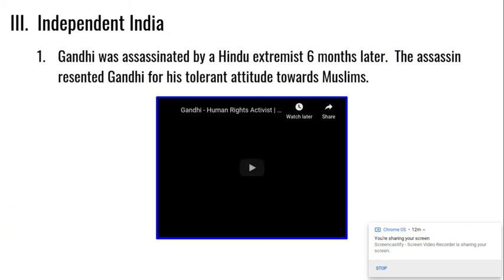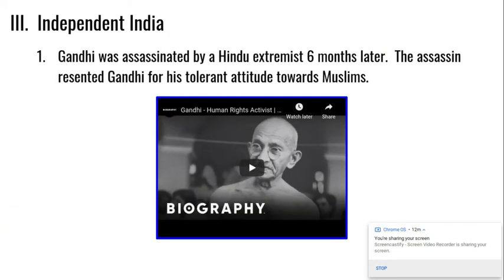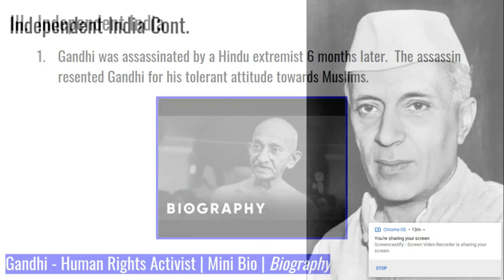This is a biography on Gandhi, if you're interested in watching it. He, sadly, as many great leaders have been in our history, was assassinated within 6 months of India gaining independence. He was killed by a Hindu, which is interesting because he was Hindu, but the assassin who killed Gandhi thought that Gandhi was too tolerant on Muslims, that he was too peaceful. So he handled that by killing one of the greatest leaders in modern history. So that's there if you want to take a look at that.